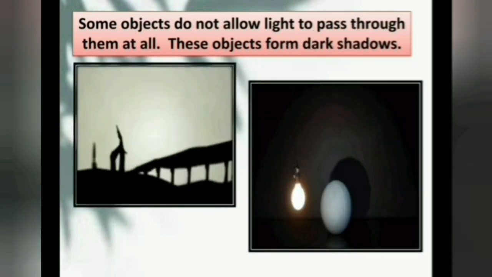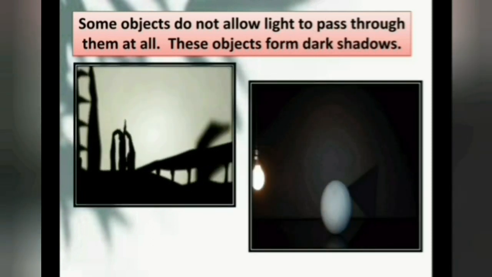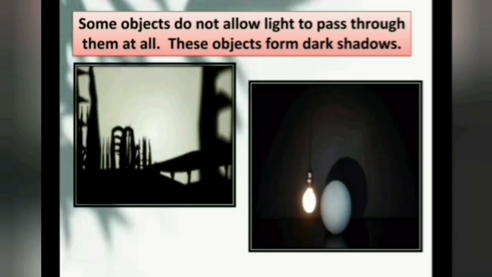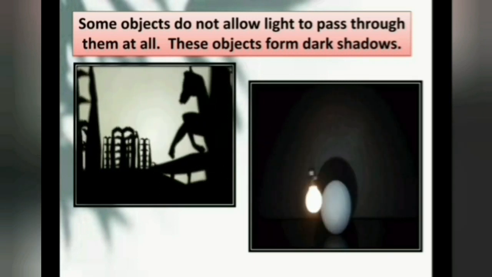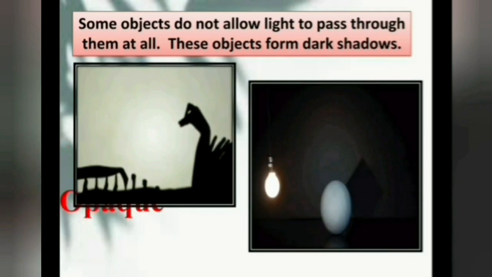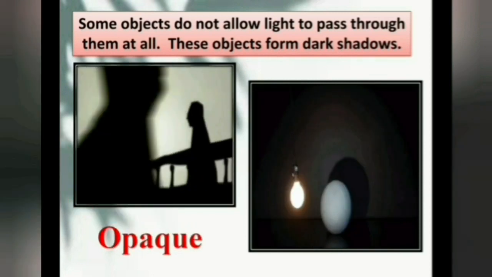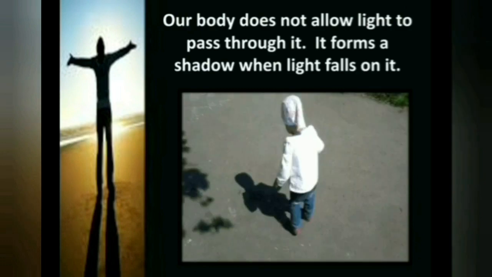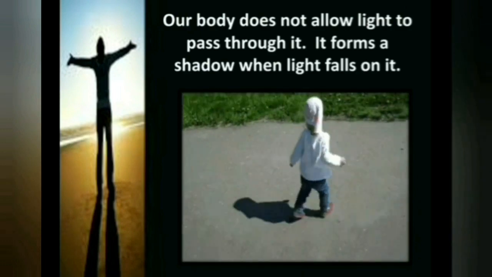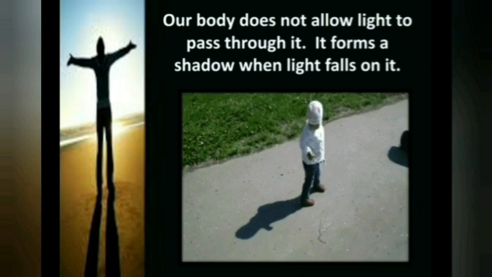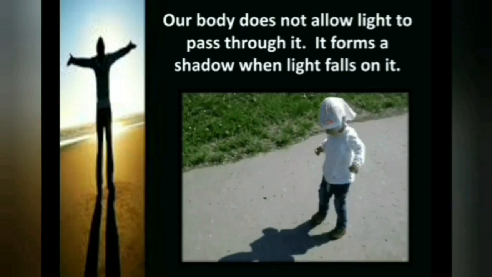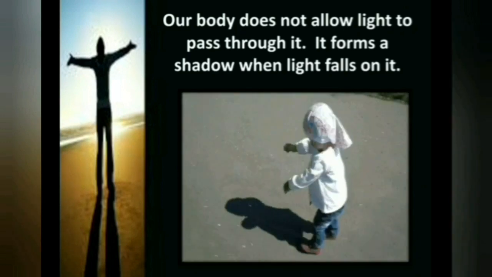Some objects do not allow light to pass through them at all. These objects can form dark shadows. We cannot see through these objects at all. These objects are called opaque objects. Our body does not allow light to pass through it. It forms a shadow when light falls on it.